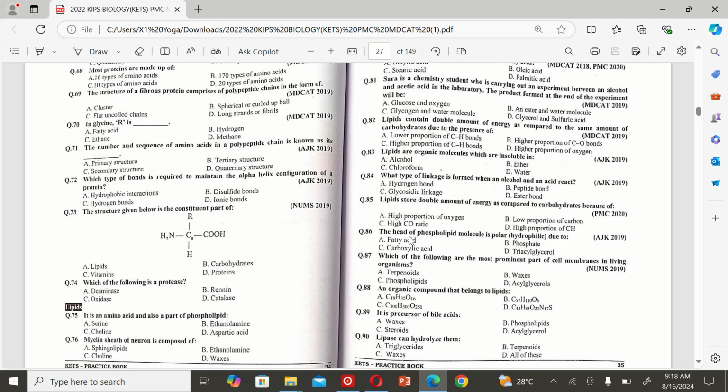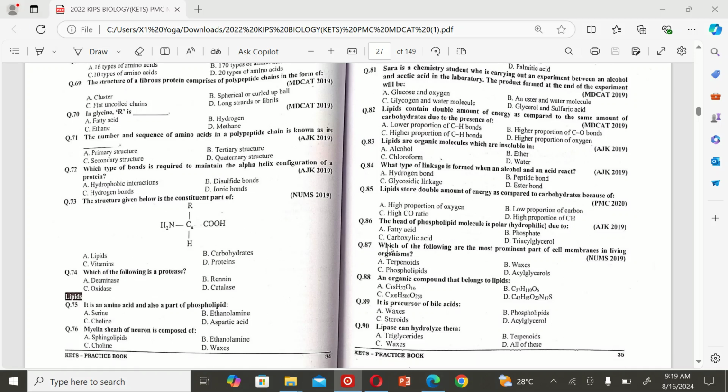The next MCQ is: the head of a phospholipid molecule is polar and hydrophilic due to A. Fatty acid, B. Phosphate, C. Carboxylic acid, and D. Triglyceride glycerol. The correct option is B, phosphate. The next MCQ is: which of the following is the most prominent part of cell membranes in living organisms? A. Terpenoids, B. Waxes, C. Phospholipids, and D. Glycerol. The correct option is C, phospholipids.